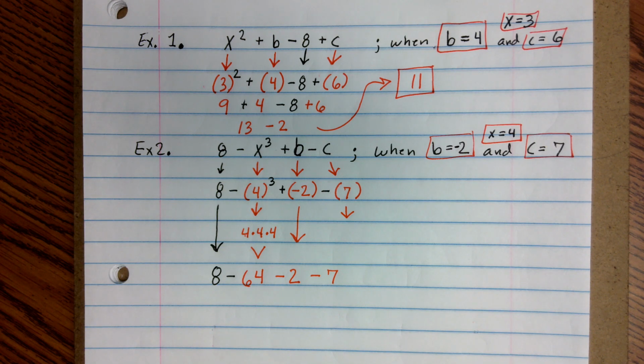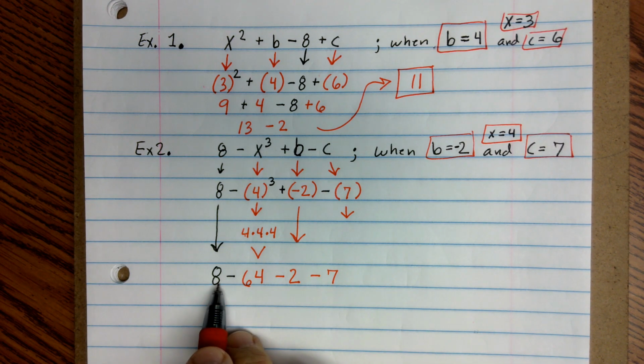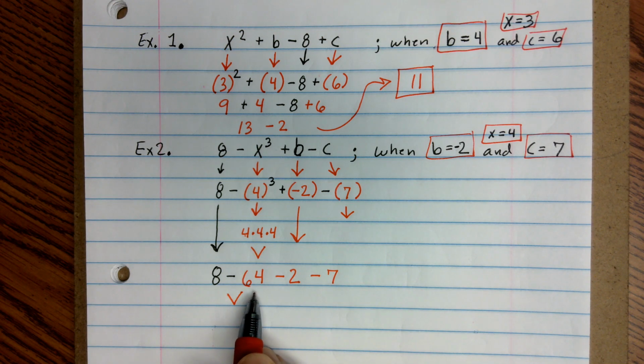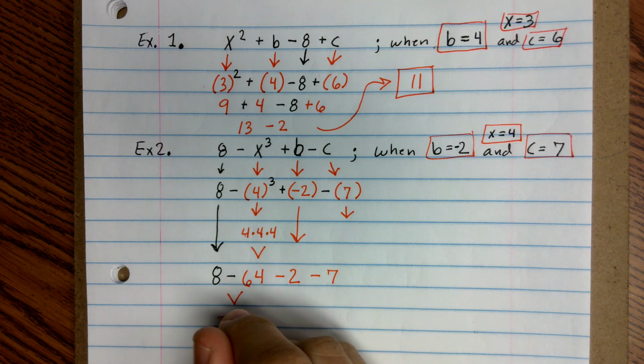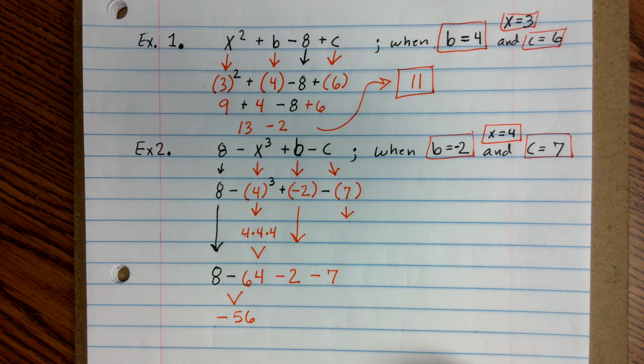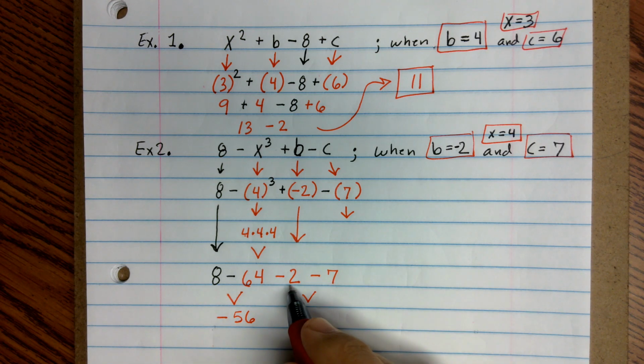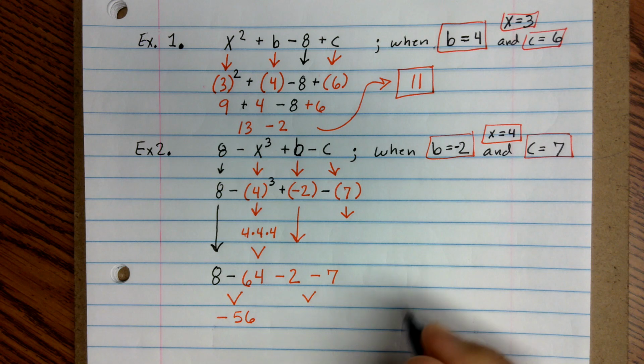And now let's go ahead and start putting these together from left to right. So I got 8 minus 64. So if I have a positive 8 and I subtract 64 from it, that's going to leave me with negative 56. And then we're going to put these together. I'm going to put these two together right here. Negative 2 minus 7 more makes it negative 9.